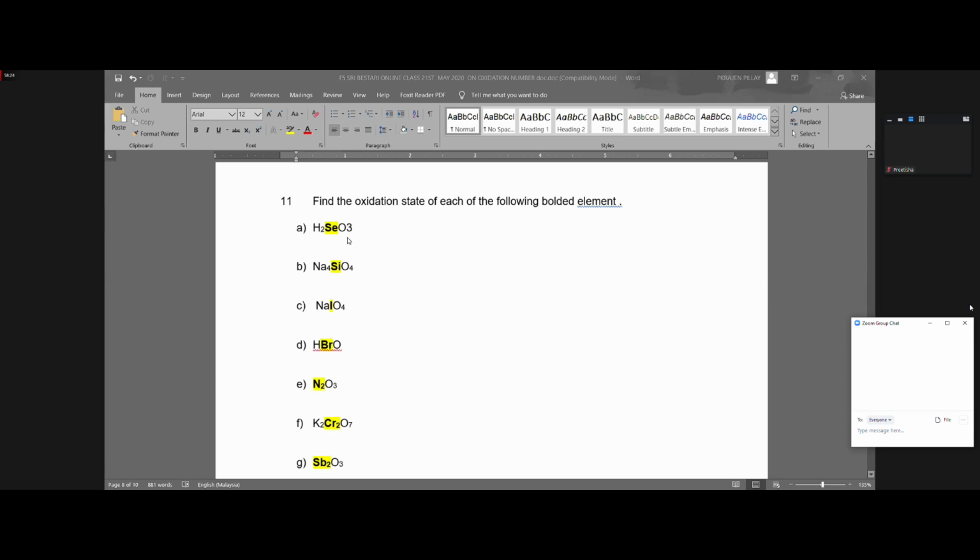Okay, so this is selenium. Sorry, only one small mistake. This one I should put O3 and the 3 must come down. So now work out. Find the oxidation state of each of the following bolded elements. The one I bolded, so I just put an underscore here. You're finding for this.